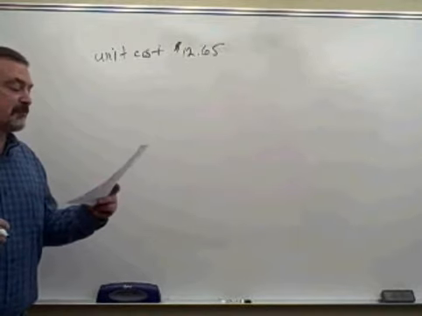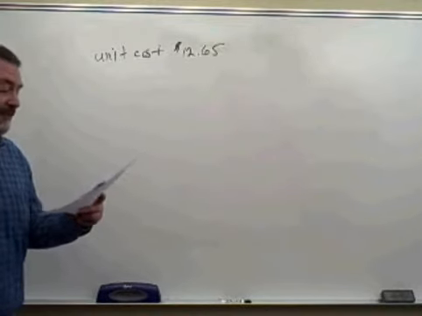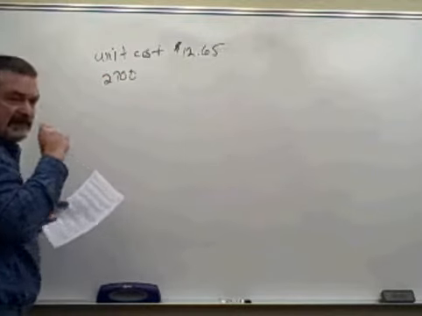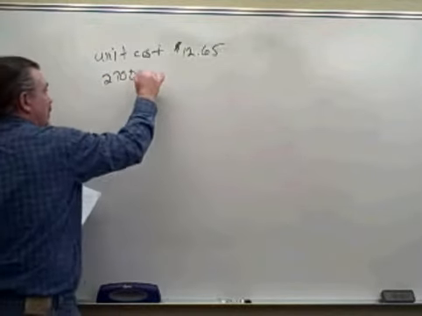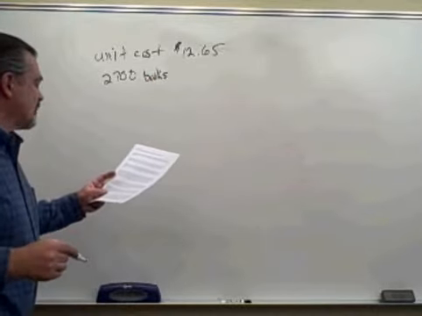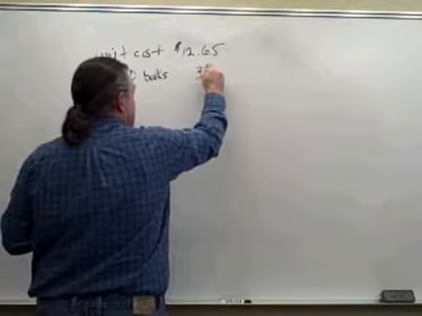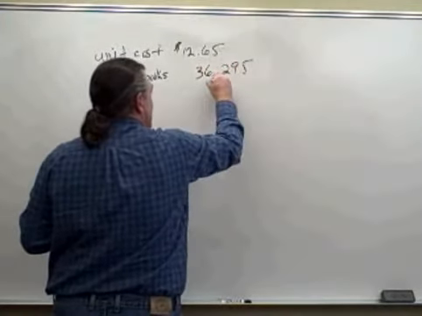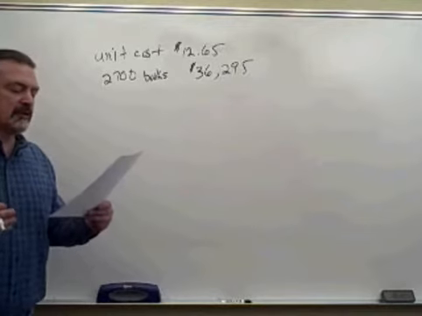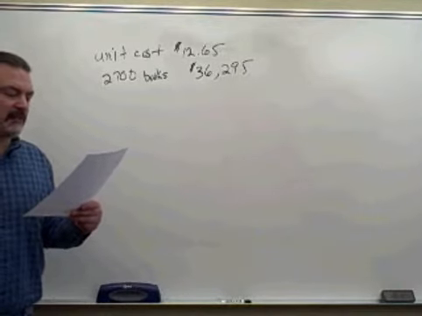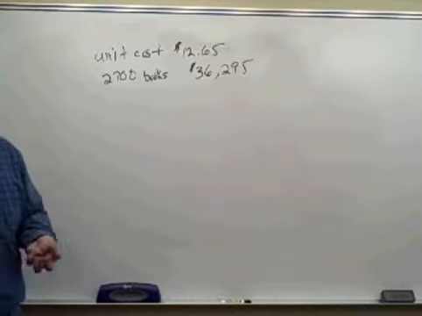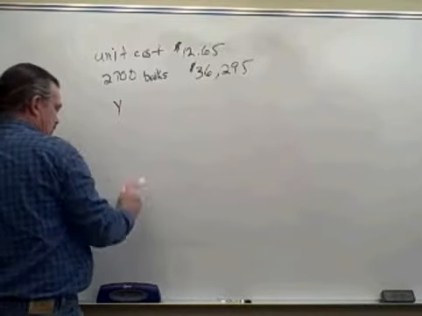The total cost of printing 2,700 copies of the book, okay, so one printing, they made 2,700 copies of the book, and that was a cost of $36,295. Find the linear cost function that relates number of copies printed to the cost of printing. So we want to create a linear cost function.